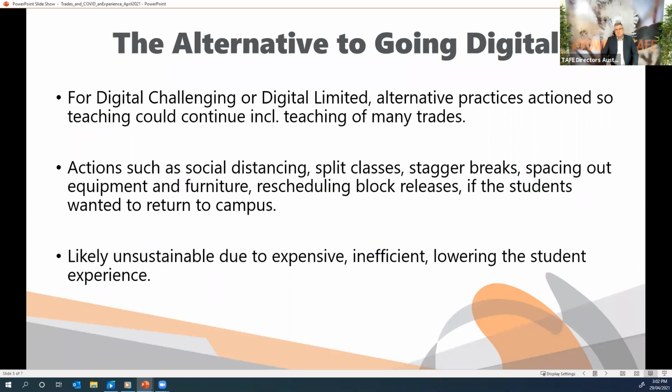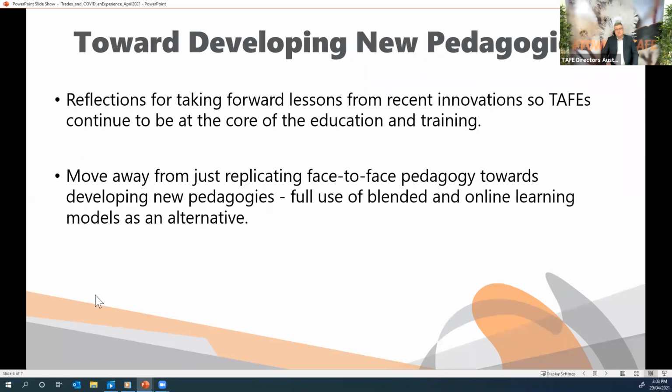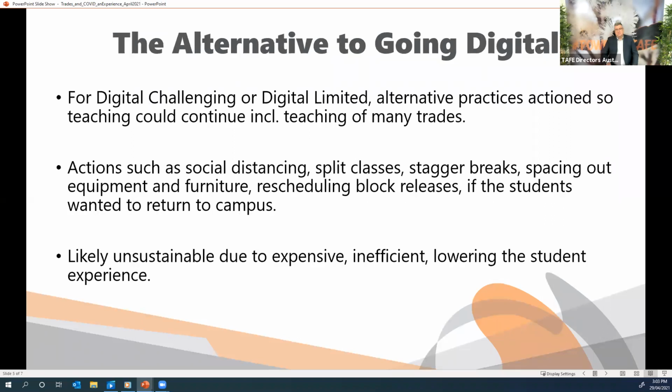What was the alternative to going digital? Well, the alternative to going digital is that actions had to happen to make social distancing work, and that was things like split classes, staggered breaks, spacing out equipment and furniture, rescheduling of block releases, and also in some instances there were students who just did not want to return to campus for a whole range of reasons around the risk of COVID. And I guess this was especially true for practical and trades. The issue with this, obviously, is it's not sustainable going forward for most training organisations, including TAFEs. It's expensive, it's inefficient, and to be honest, a lot of the feedback from students was that the on-campus experience was devalued to a degree, and it lowered the students' on-campus experience.